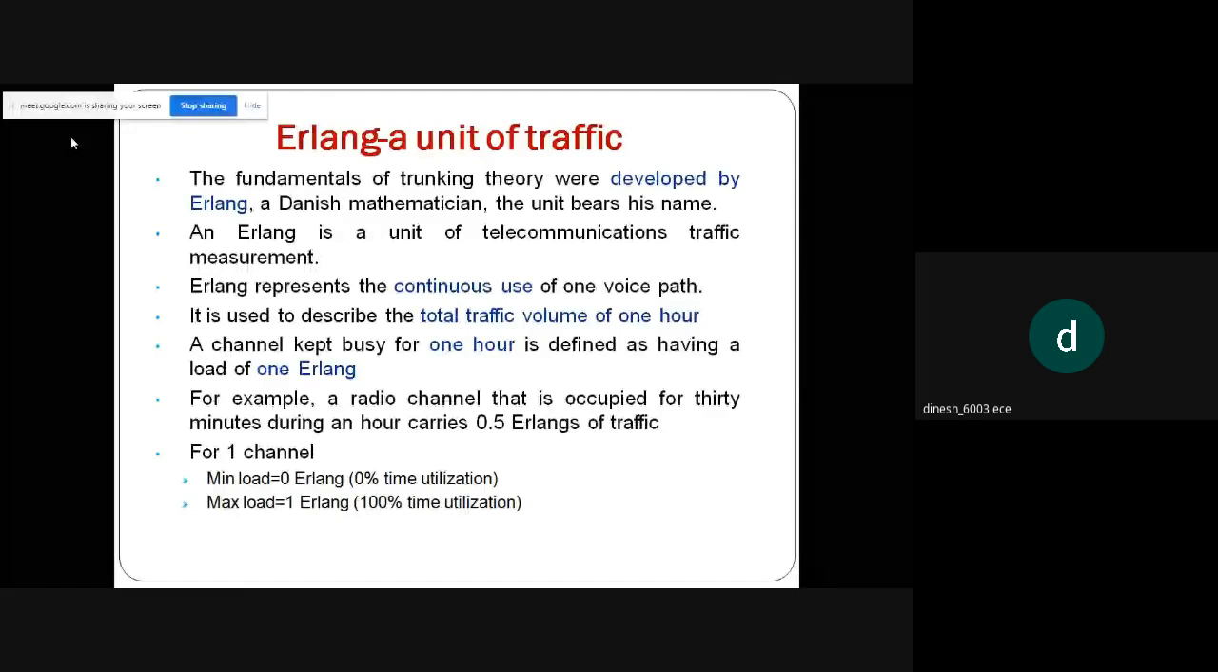So for example, a radio channel that is occupied for 30 minutes, so keep in mind 30 minutes during an hour carries 0.5 Erlangs of traffic, means 30 minutes is half an hour, so 1 by 2, so 0.5 Erlangs of traffic. So for every channel, minimum load is considered as 0 Erlang. It's 0% time utilization. Maximum load is 1 Erlang, which is 100% time utilization. So this is what traffic intensity is.